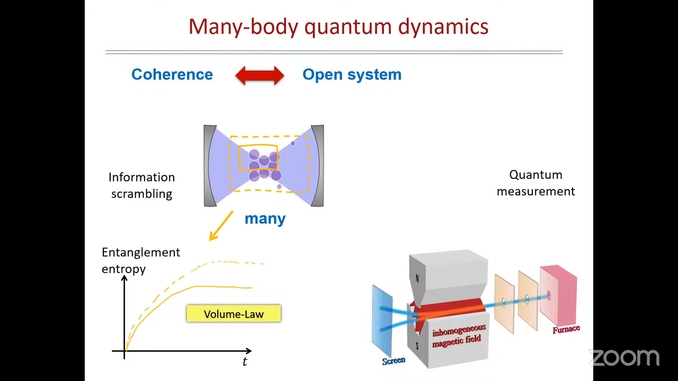If you look at the plot there, the way we quantify that is by looking at the entanglement entropy of this subsystem. It will evolve in time until we reach a steady state. And this steady state entanglement entropy will be size dependent. The larger the system size, the larger the entanglement entropy, and this will scale with the system size in what we call a volume law.